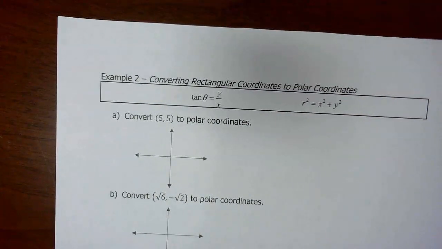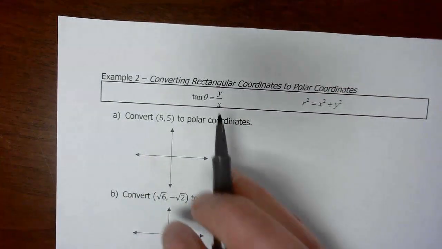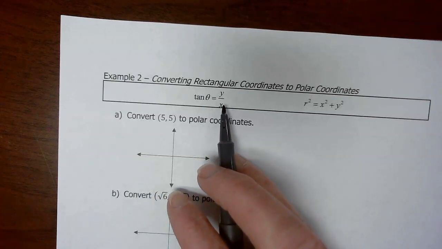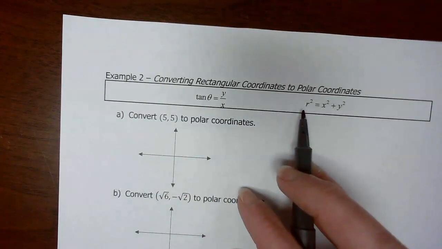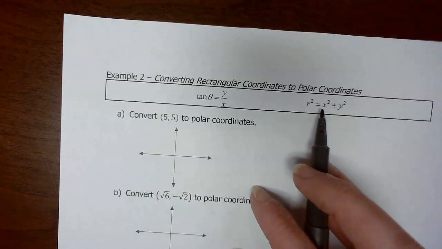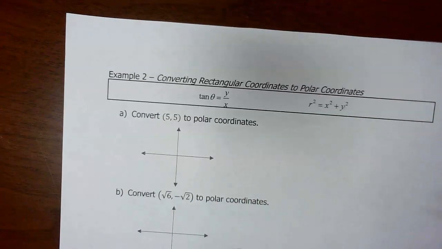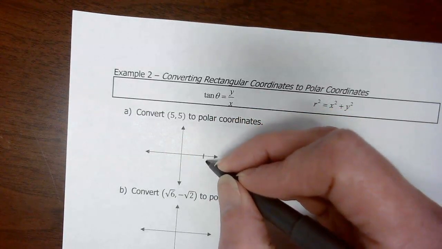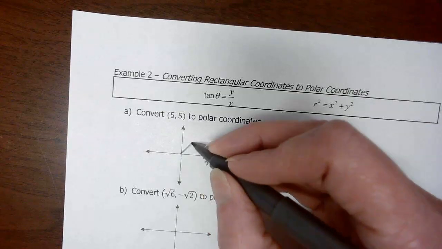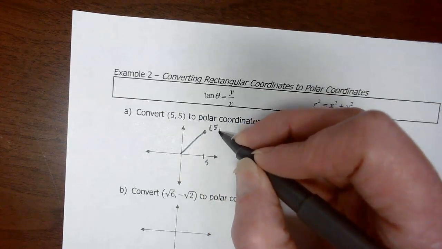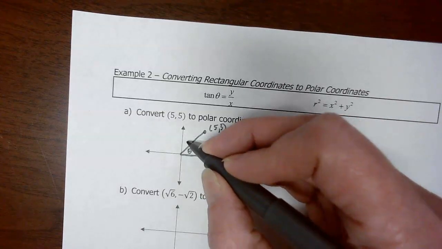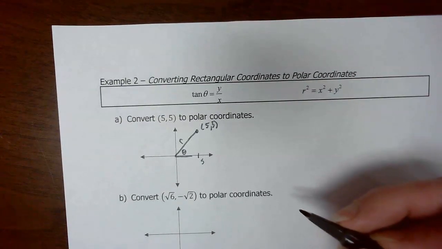Now, what if we were asked to convert? Well, let's remember some things. Remember that the tangent of an angle is equal to the y value over the x value. Also, r squared is equal to x squared plus y squared. So if I have the point (5, 5), that would be out 5 and then up 5. So we're talking about the point (5, 5) right here, and what I want to find is this angle and the r, the radius.